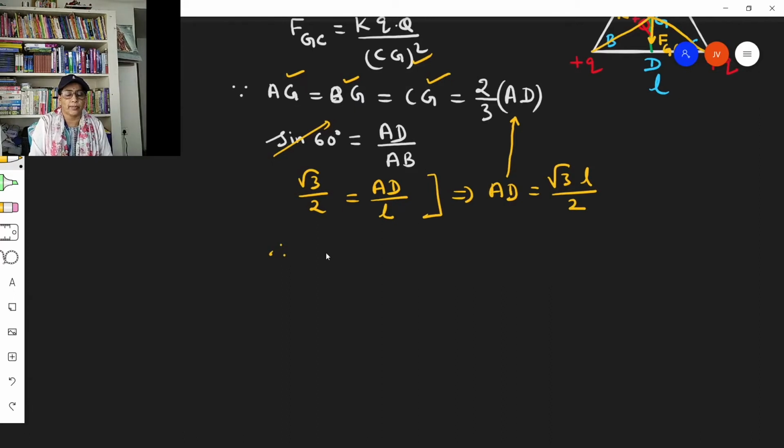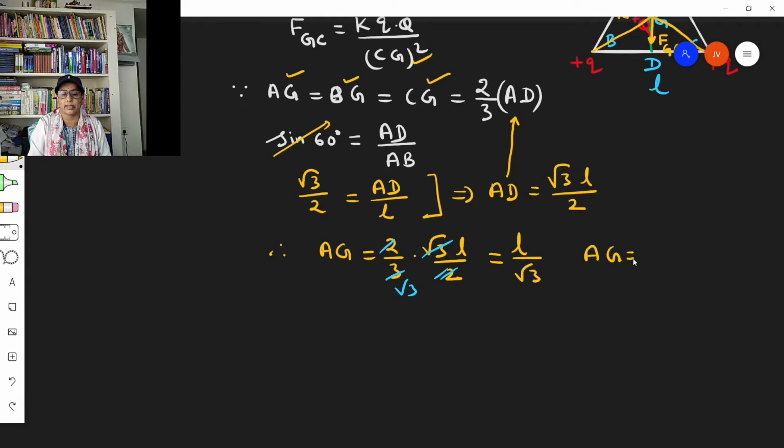So therefore, AG or BG or CG is 2/3 of AD, and AD is root 3 L by 2. The 2 cancels and root 3 cancels with this. So AG is L by root 3.